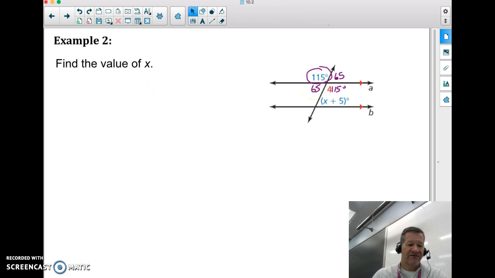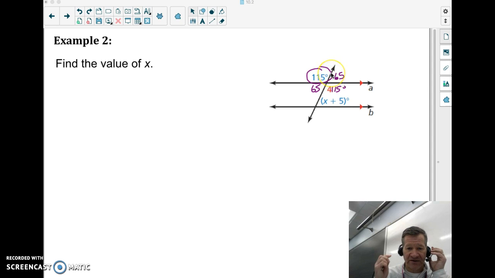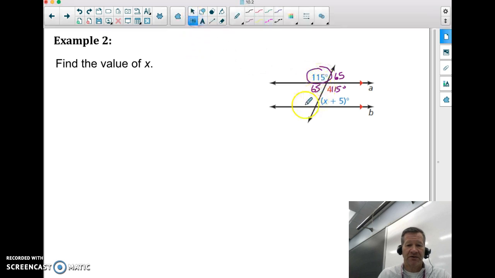So now, since we know the values of these four angles, we know that the corresponding angles down below have to have the same measure. So these two obtuse angles would also be 115, and these two acute angles would be 65 degrees. So right here we can see that this angle, what they're calling x plus 5, has to equal 65 degrees.